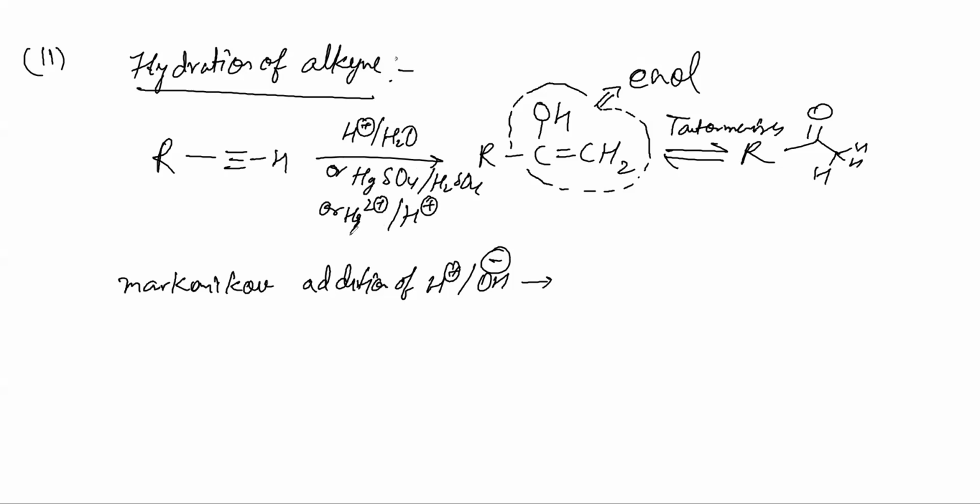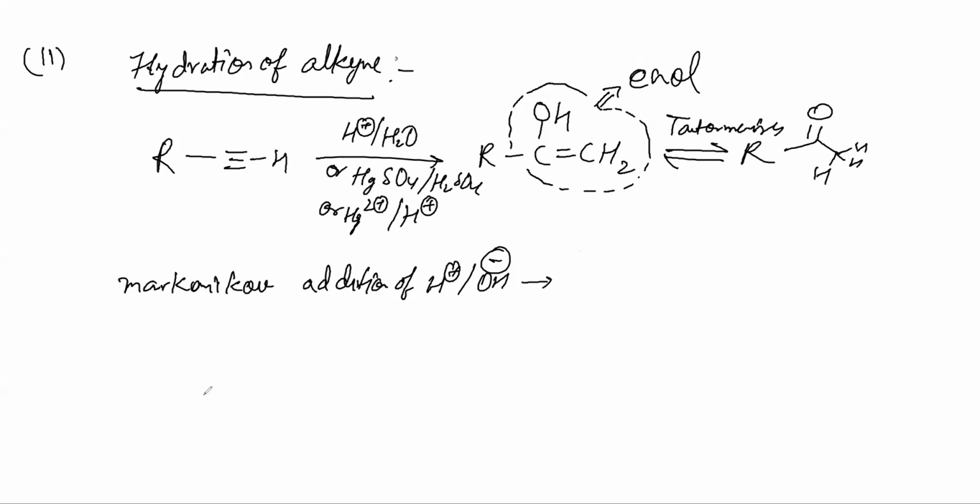They are writing like this: HgSO4 oblique H2SO4, or Hg2+ oblique H+. Complete this fast. Very important.